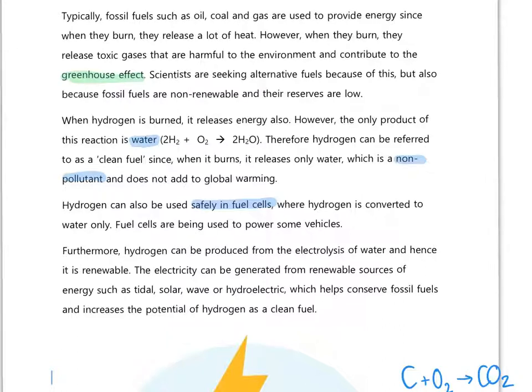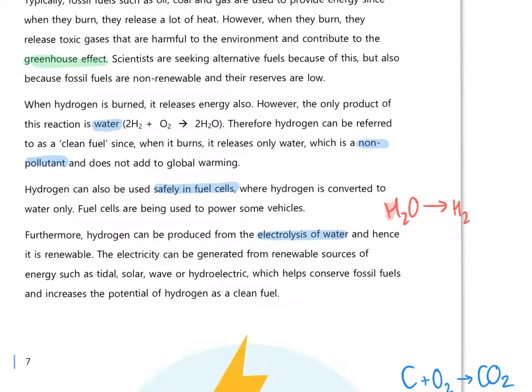And finally, in terms of its advantages, it can be produced from the electrolysis of water. So the hydrogen itself can be produced from the electrolysis of water, which is essentially the reverse reaction of hydrogen burning with oxygen. So the electrolysis of water will be water splitting up into its elements, hydrogen and oxygen. And we'll just balance that equation there, to be precise.